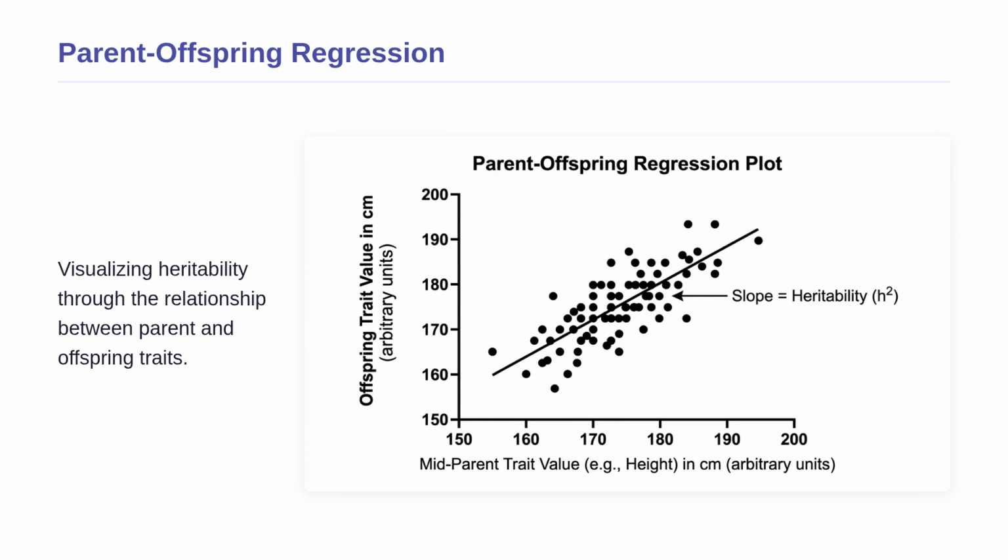The solid line running through the data is the line of best fit. The most important feature of this diagram is the slope of this line. In evolutionary biology, the slope of this exact regression line is mathematically equal to the heritability of the trait. A steeper slope means higher heritability and a stronger genetic link.